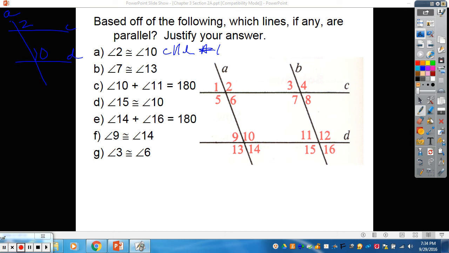Okay, so that's letter A. For letter B, if we look at that one, angles 7 and 13. Well, let's just do this one real quick.